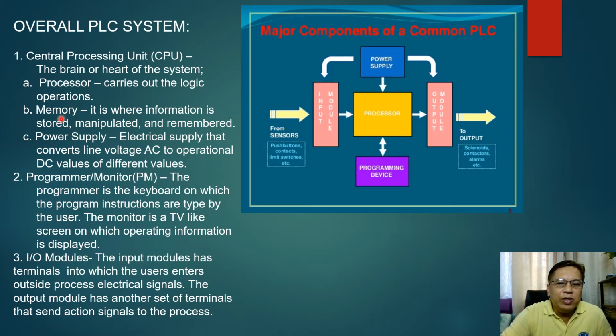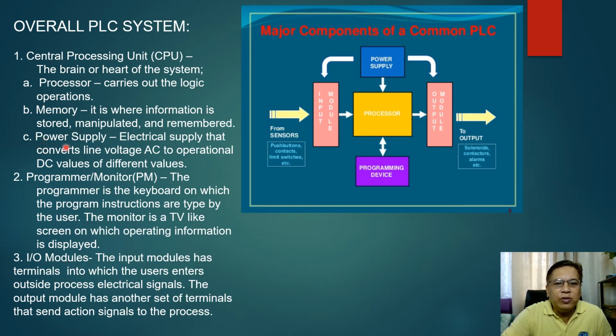How about your memory? Memory is where information is stored, manipulated, and remembered. Okay, so you also have memories here in your central processing unit. Okay, there is what we call a ROM or a RAM inside your processor.